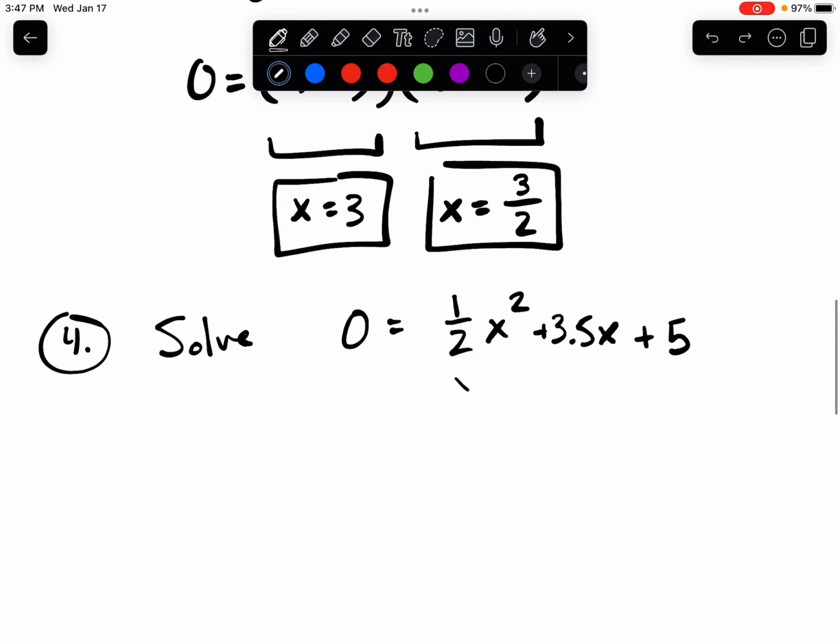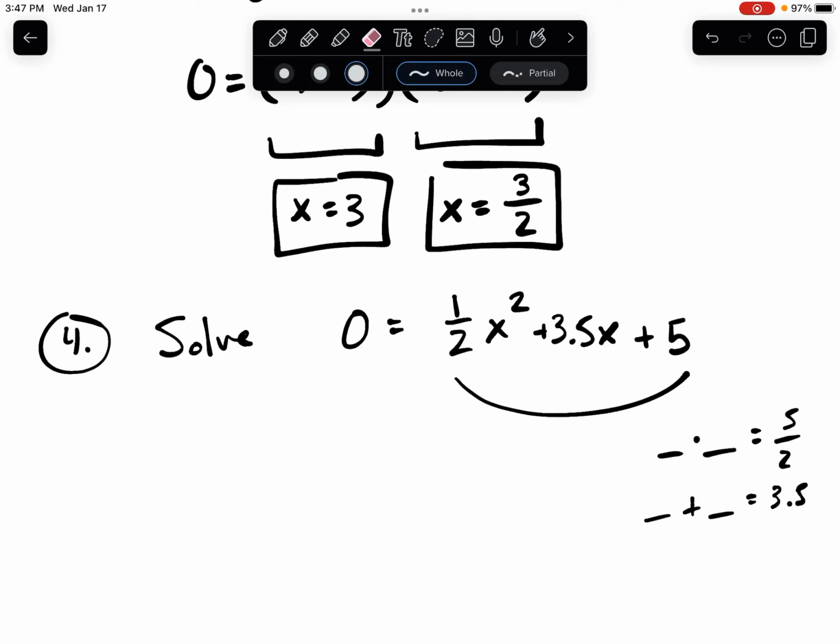So we could go through the process of doing a times c. Well, 1/2 times 5 is 5 halves. So what multiplies to be 5 halves and adds up to be 3.5, sorry? Well, that's going to be a lot of work because now we got all these decimals to worry about, right? So what I would instead say is scrap this. And instead of doing that, I would just multiply everything by 2.